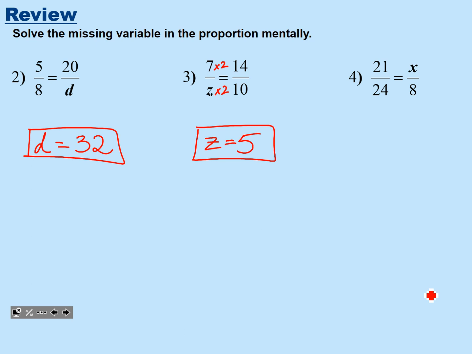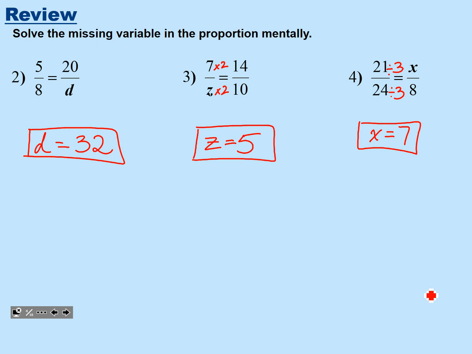For number 4, what do you have to multiply to the top and bottom? Well, you're not multiplying. How do you get from 24 to 8? You're actually going to divide the top and bottom by 3. So, what does x have to equal? 7. So these are easy proportions because you can easily solve these by either multiplying the numerator and denominator by the same number or dividing the numerator and denominator by the same number.